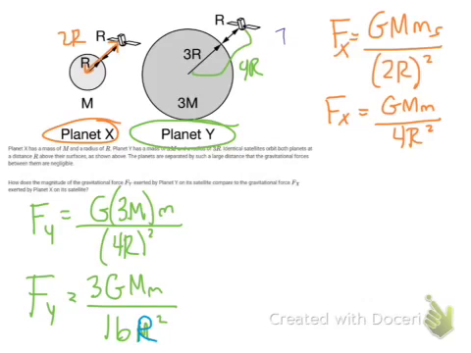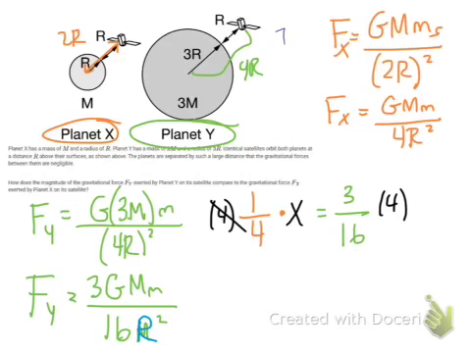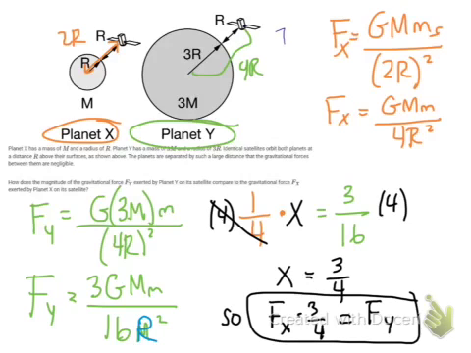Okay, so everything about those two forces is equivalent except for the coefficient. They both have G, the same two m's, r squared, but the coefficients are just different. So 1/4 times some value x equals 3/16. And so those are just the coefficients for those two forces. So how many times greater is Fy than Fx? If you solve for x, you end up with x is 3/4. So I have to take the force for planet X and multiply it by 3/4 to get the force for planet Y.